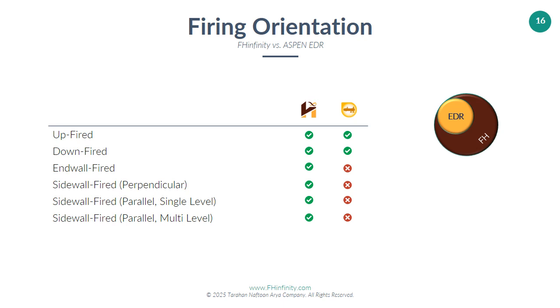Firing orientation is critical for heat distribution. EDR supports basic up-fired and down-fired layouts. But modern heaters often use complex sidewall firing, whether perpendicular or parallel, single or multi-level. FHinfinity supports all these configurations. If your burner layout is complex, we can model it accurately. EDR simply cannot.